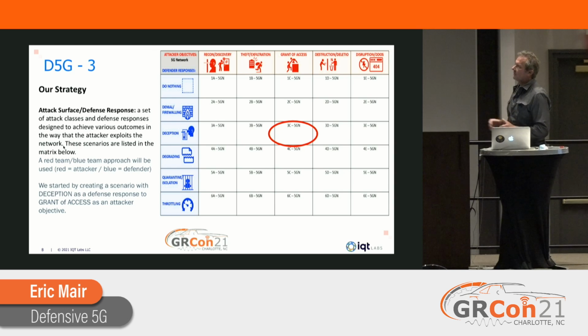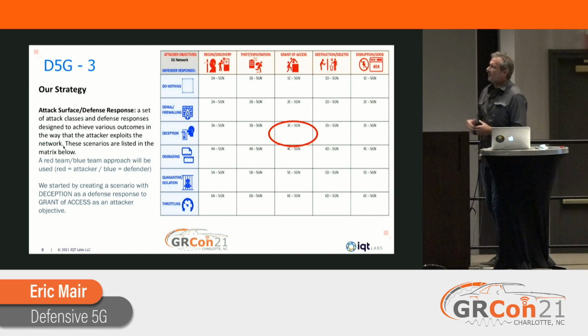So I'm not going to go through all of them, but for example, grant of access. How can an attacker get unauthorized access to a network? Destruction and deletion. An attacker could get onto your network and destroy data or parts of your network that could be very damaging. And then along the defense side, obviously you don't have to do anything. And then you have firewalling, which is kind of traditional. There's really nothing interesting about that.